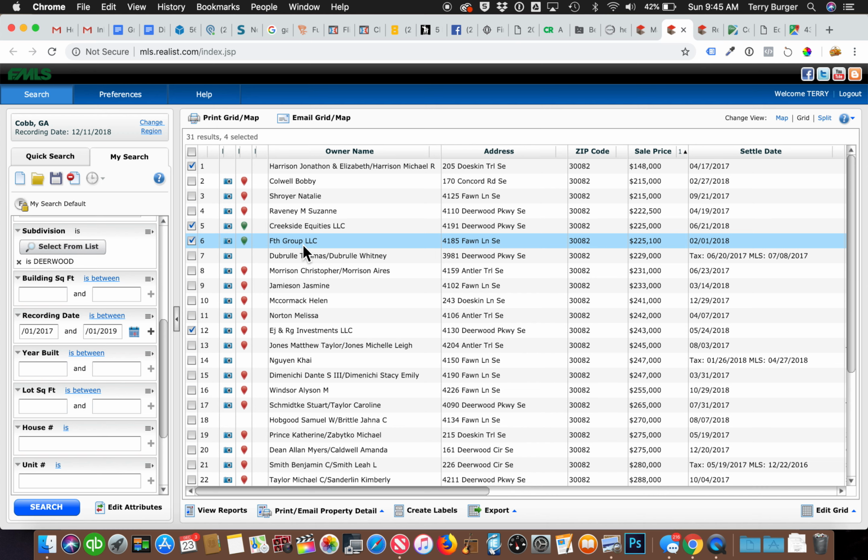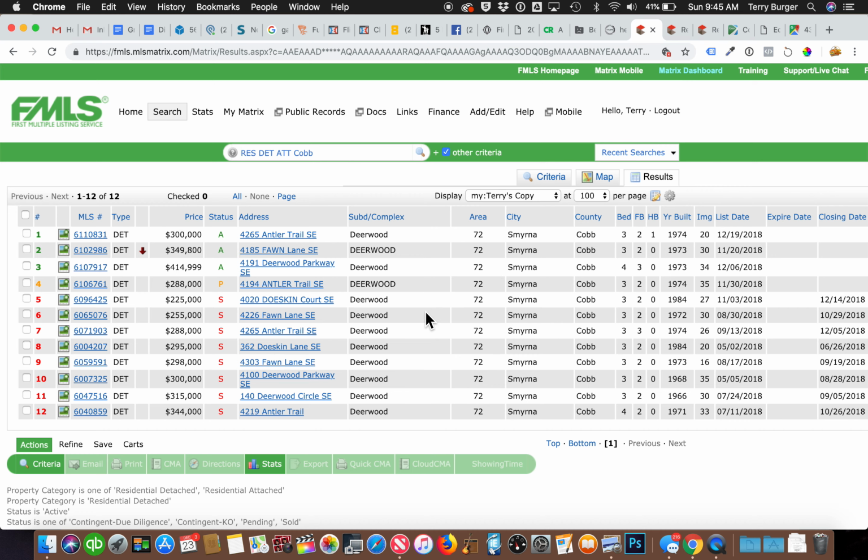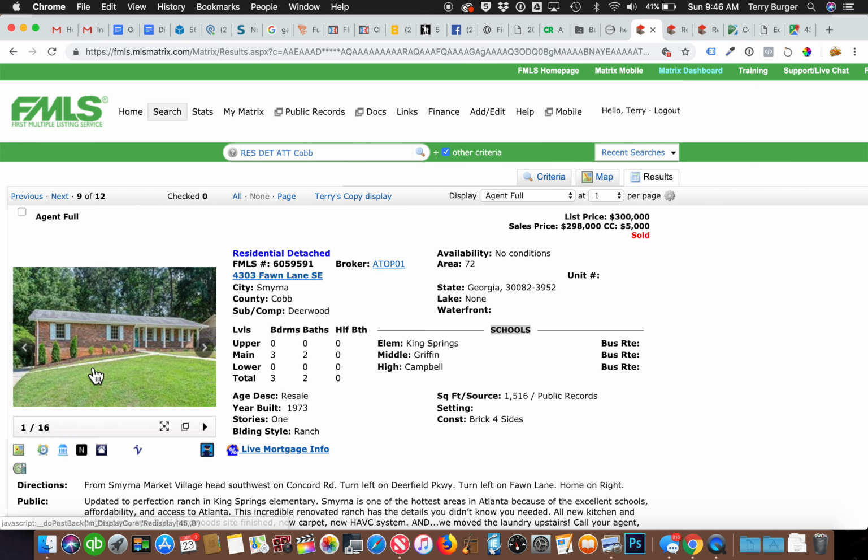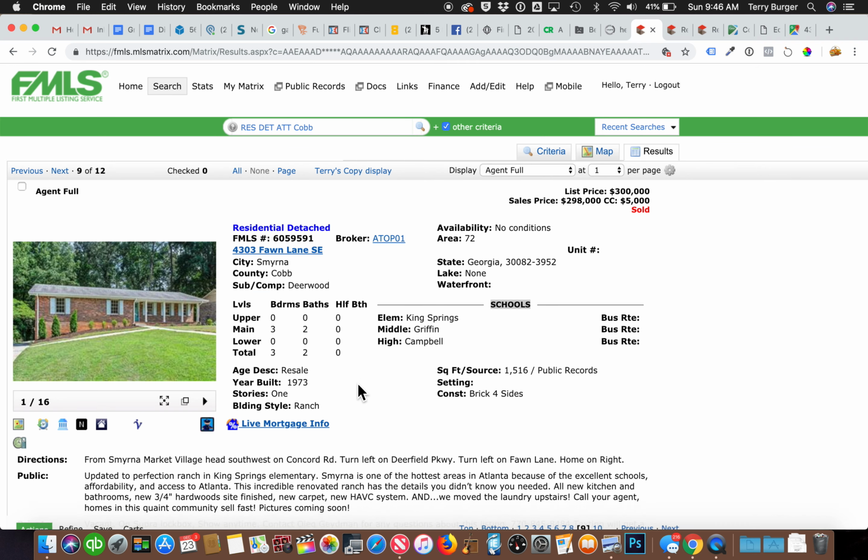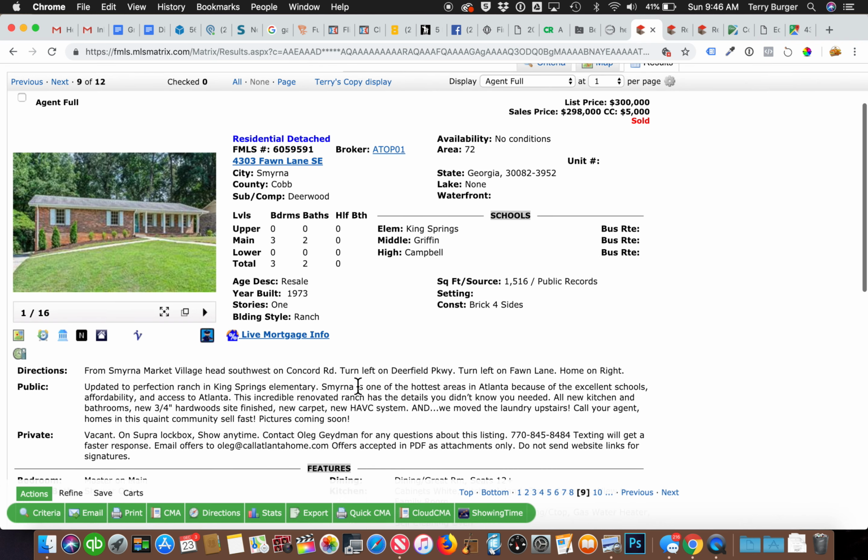Well, let's just assume for a second, I've explained that these properties are overpriced. Let's look at a house that has sold at market value and see where we are. Let's look at the one we did on Fawn Lane. We sold for $298,000, paid $5,000 buyer's closing costs.